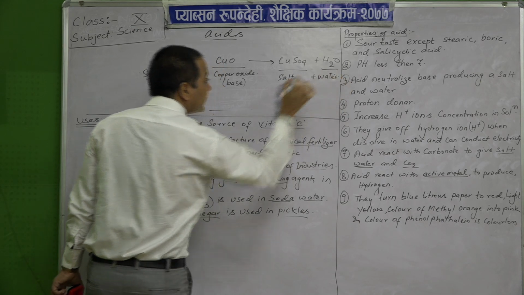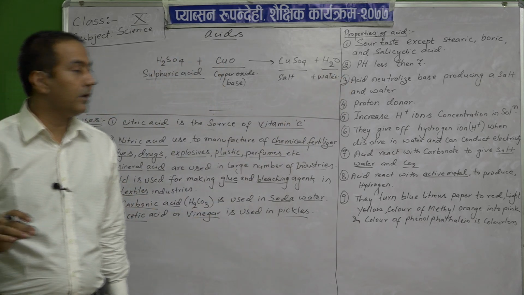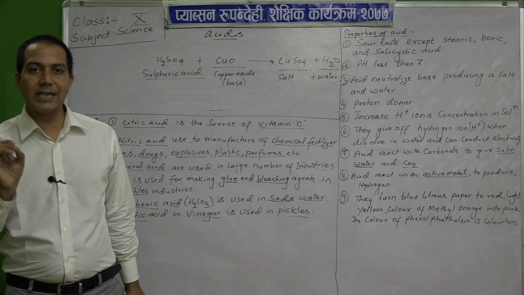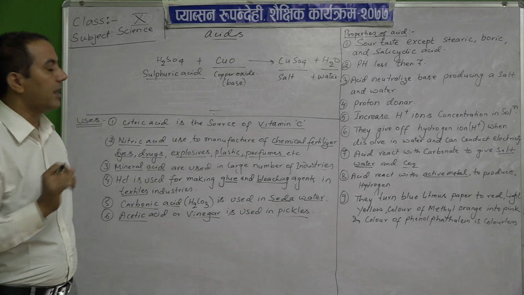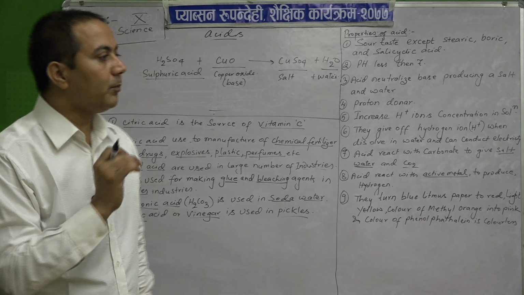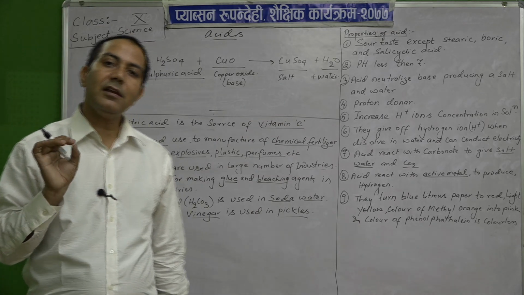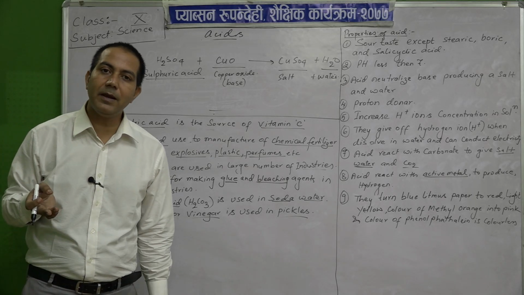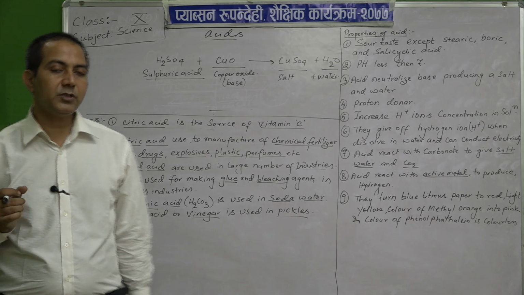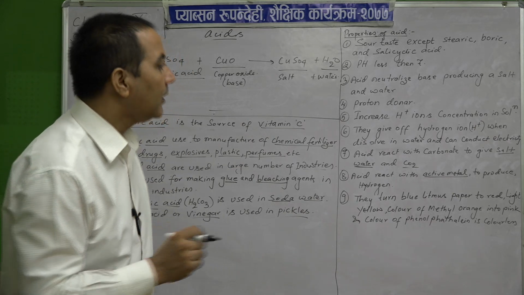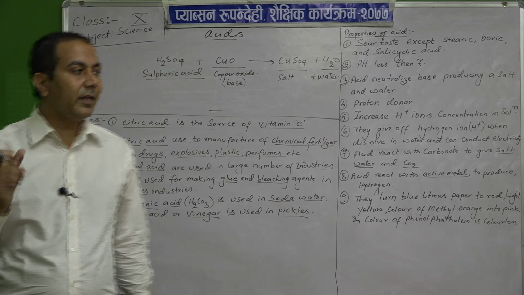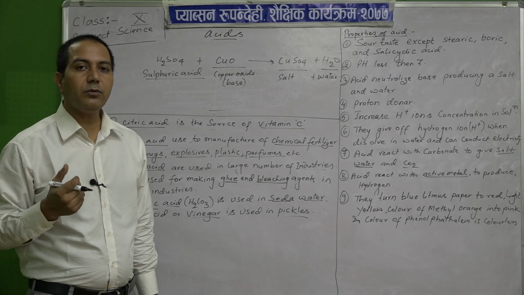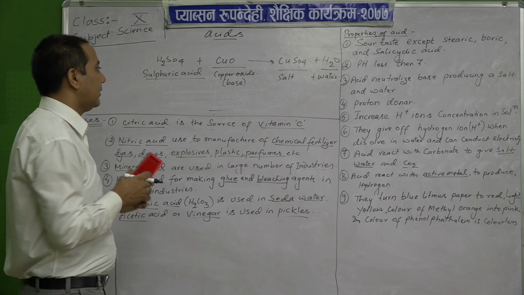So I think you understand this property. That means the first one is, they are sour in taste, except some of the acids like boric acid and stearic acid. Another property is the pH scale is less than 7. And another property is, when they react with base, they produce salt and water.